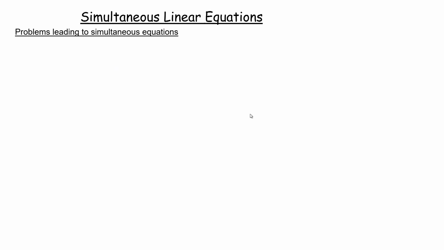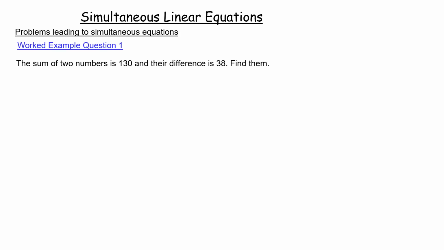So in part 3, we're going to look at forming simultaneous equations. Okay, so we've got a problem. And this is our problem here. The sum of two numbers is 130 and their difference is 38. Find these two numbers. Now we could do trial and error, or we could solve this algebraically. The sum of two numbers is 130. So we don't know what the two numbers are, so we can say let the two numbers be x and y.